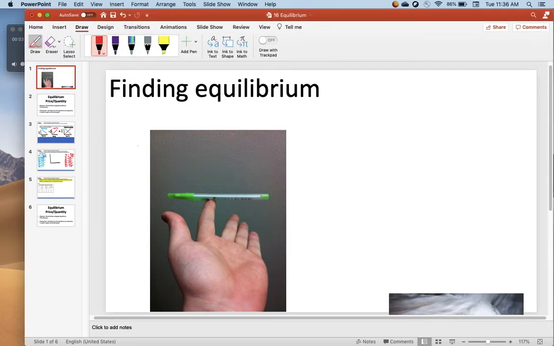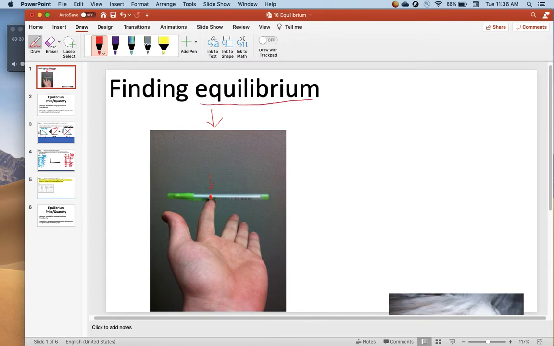So using a pen or pencil or whatever you're writing with, I want you to balance it on your finger like the picture below. Now it may take a little bit of practice, but eventually you'll find a point where you can balance the object. Now this point right here, we call it the equilibrium point.